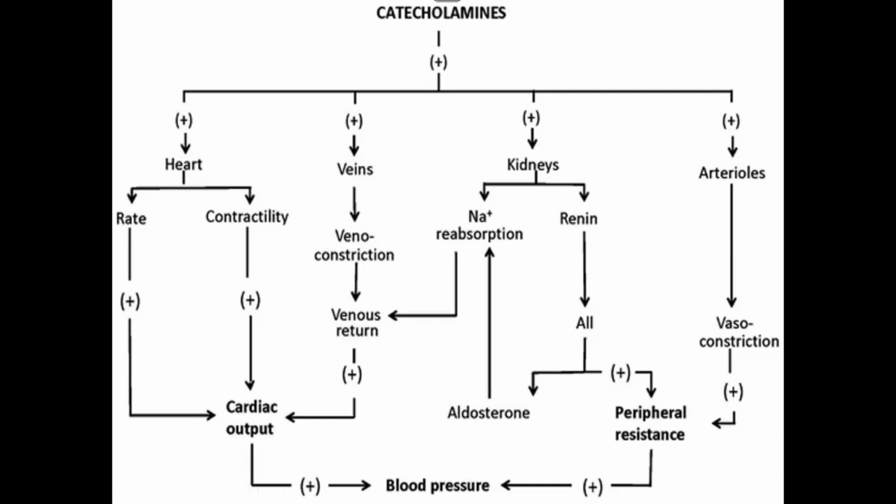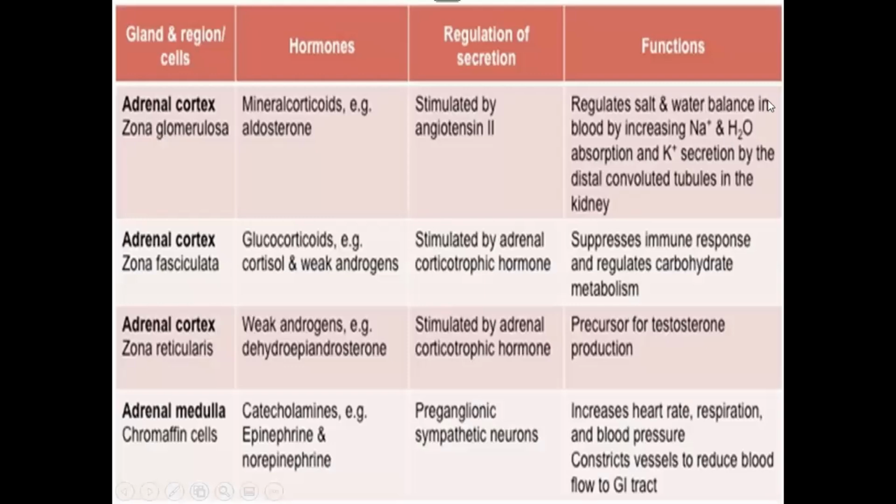So your SVR increases, your MAP will increase because your MAP is equivalent to cardiac output times your SVR. So cardiac output increases by this part, SVR increases by this part, and your blood pressure increases. So read up on this part on your own. I'm not going to go into this.